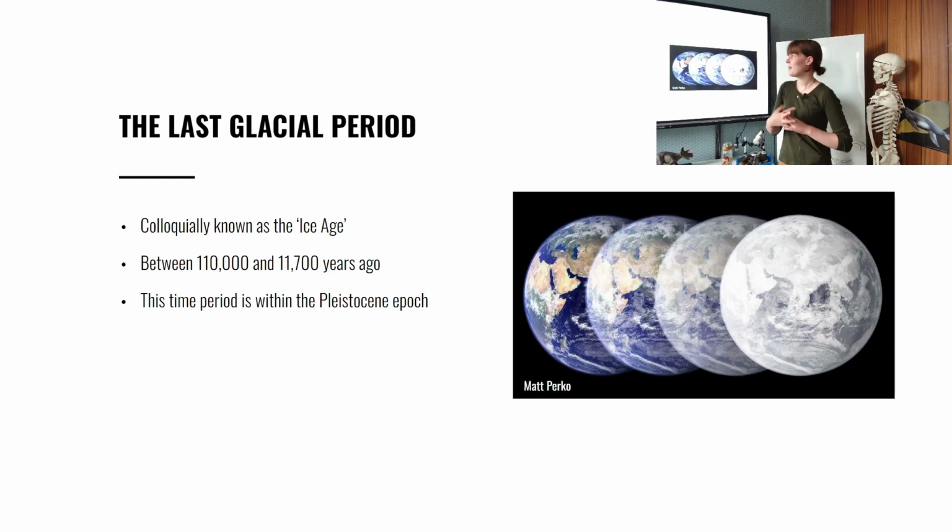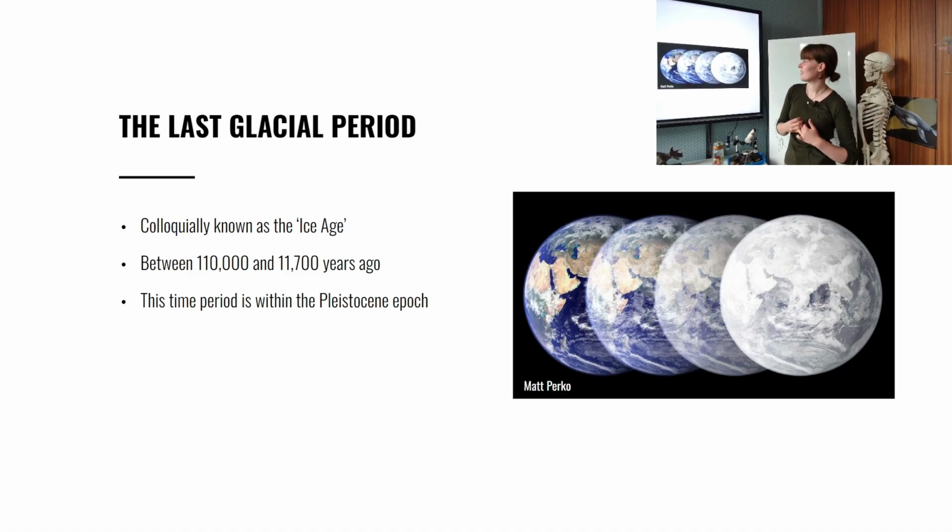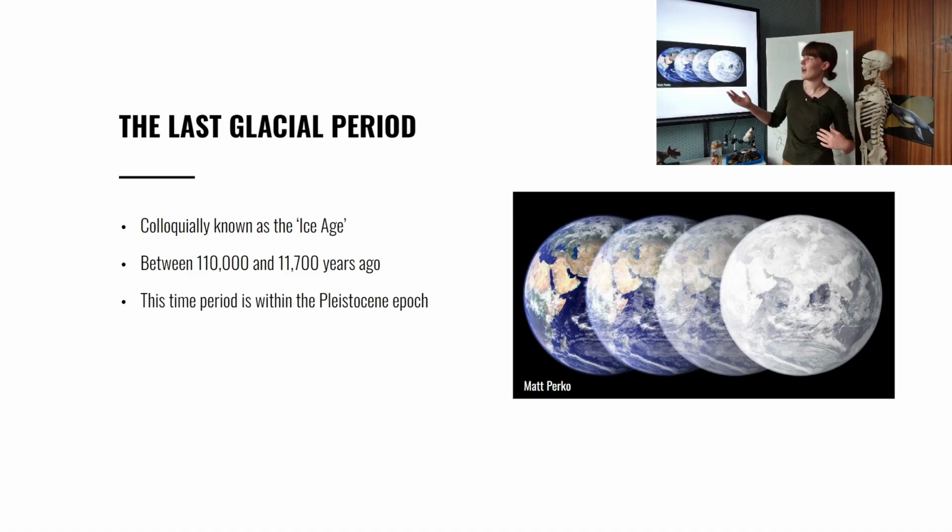So the last glacial period, colloquially known as the Ice Age, you've probably seen some quality animated films on that subject, but there's a lot going on in that. It's between 110,000 and 11,700 years ago, within the Pleistocene epoch, and this is followed by the Holocene that we're in now.